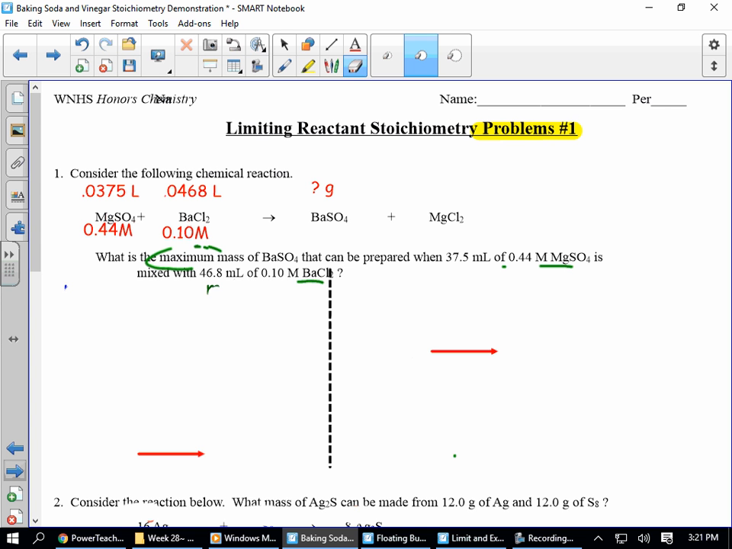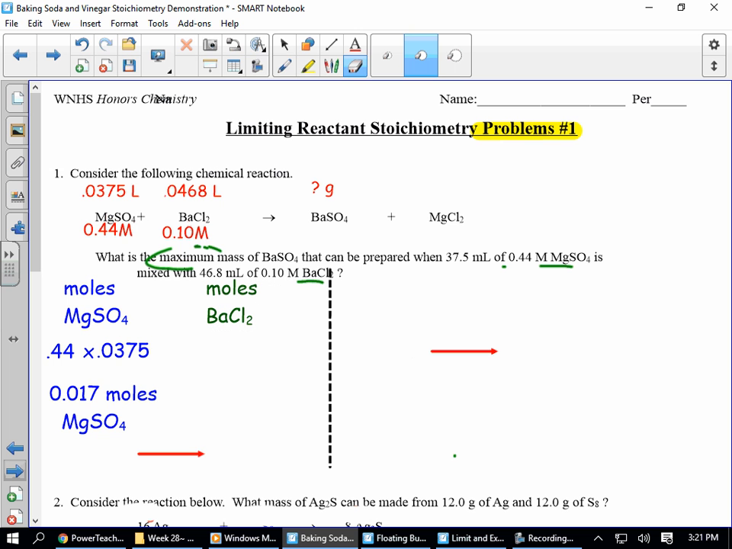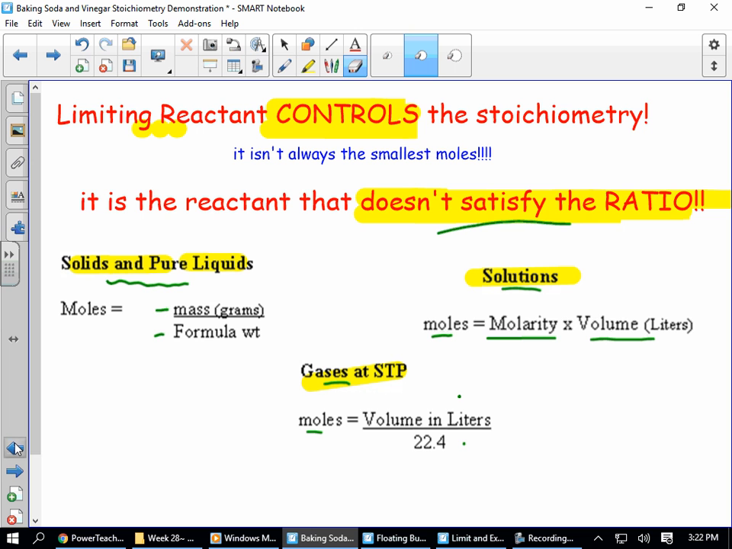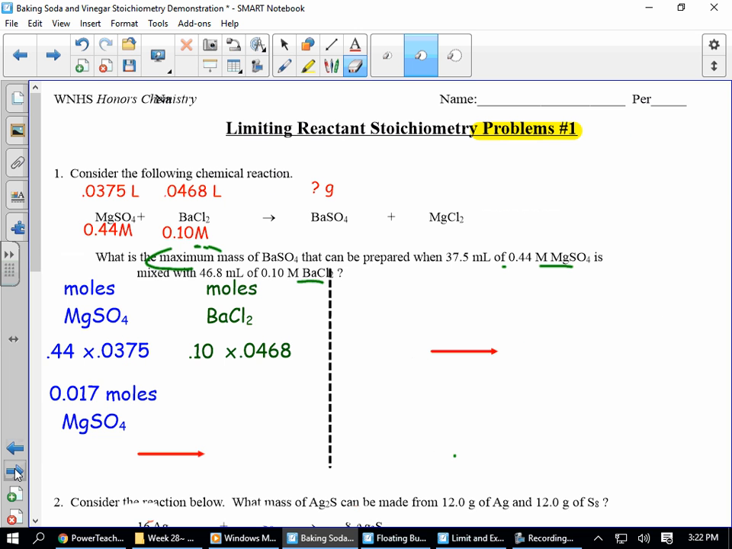So step 2 is to put everything you know into moles. For moles of MgSO4, I'm going to take my 0.44 and multiply it by 0.0375. When I do that, I get 0.017 moles of MgSO4. I'm also going to get my moles of barium chloride, so I take its molarity times its volume in liters. Remember, we're using the solutions equation over here. And then I get an answer.